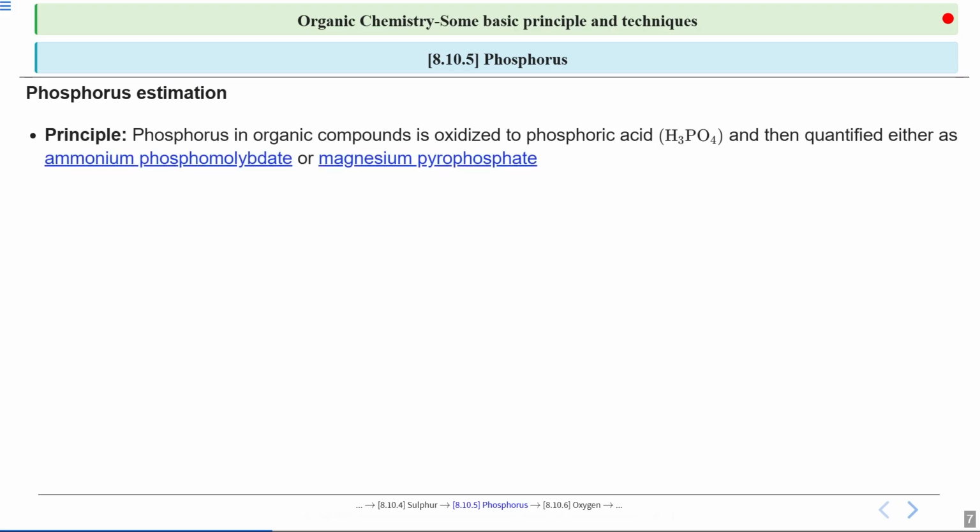Now we see the principle behind the phosphorus estimation. Phosphorus in an organic compound is oxidized to form phosphoric acid.